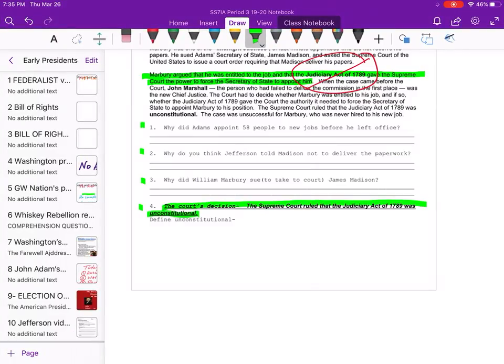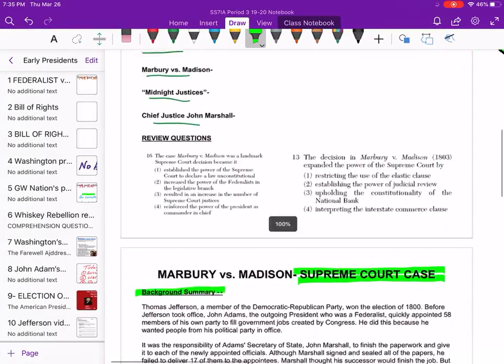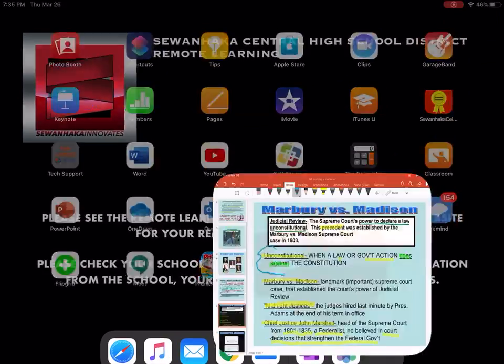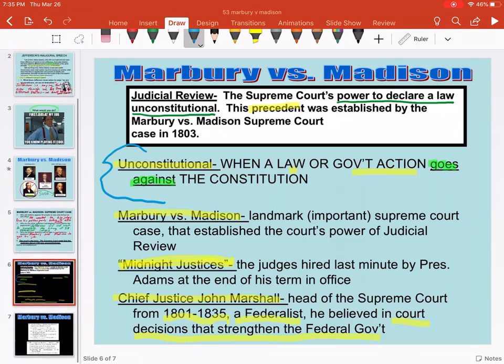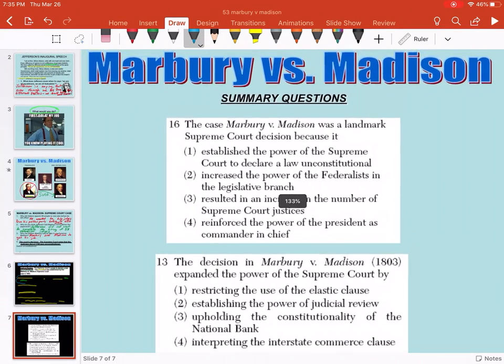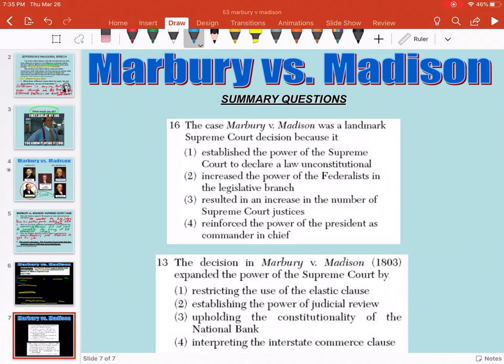Go back on OneNote. And I want you to scroll up to these 2 multiple choice questions on the bottom of page 1. I'll show them to you on my slideshow. All right, here we go. 2 summary questions. Pause my video, answer them both, and we'll go over them.